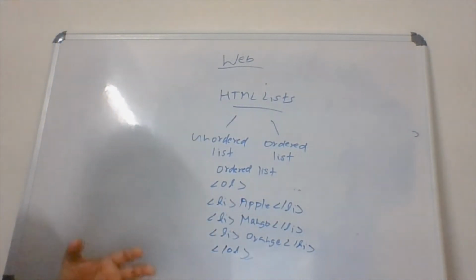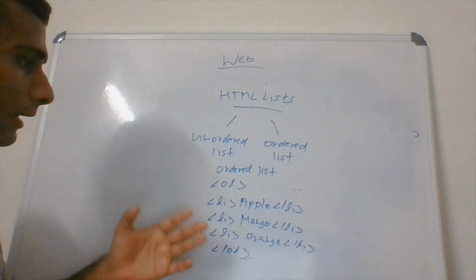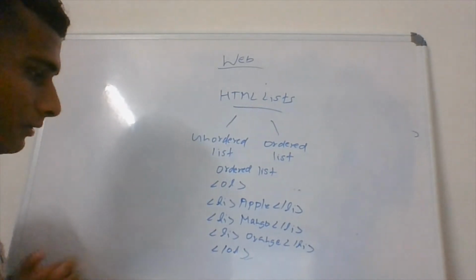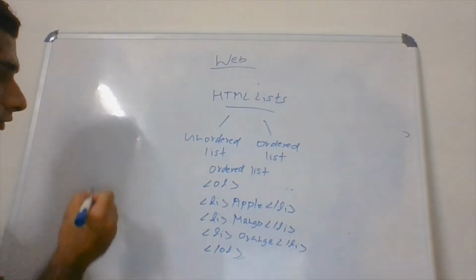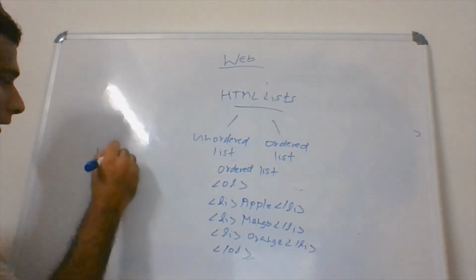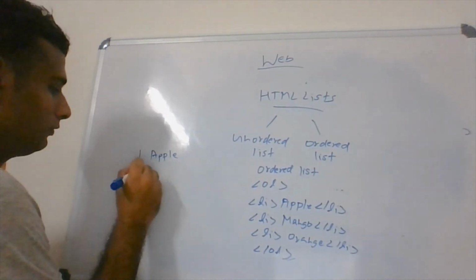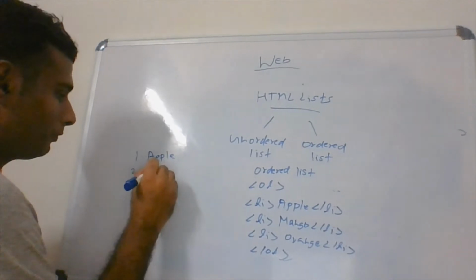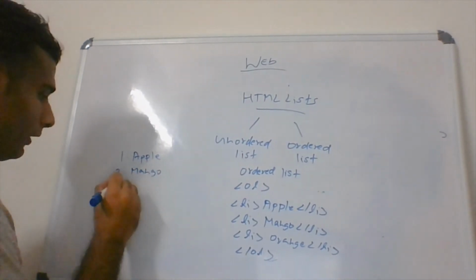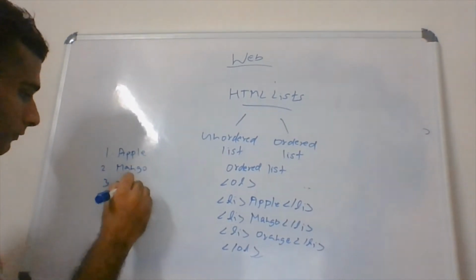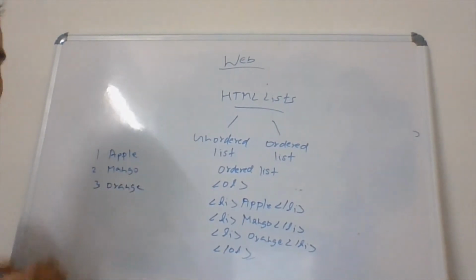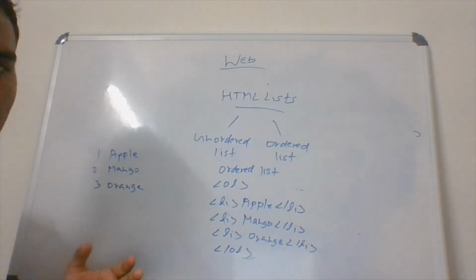So this is an example of an ordered list. OL, LI, apple, mango, orange. Okay, so what will be the output of this? Apple, mango, orange. So this is an example of an unordered list and an ordered list.